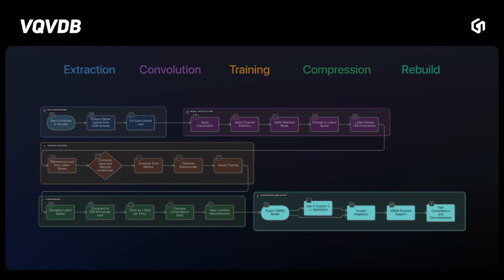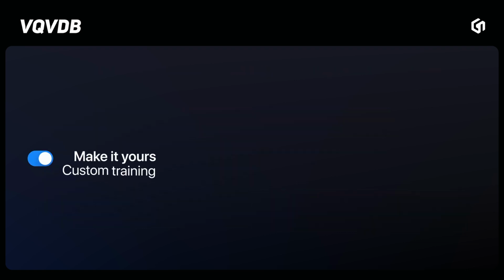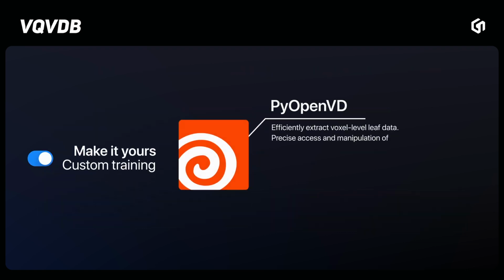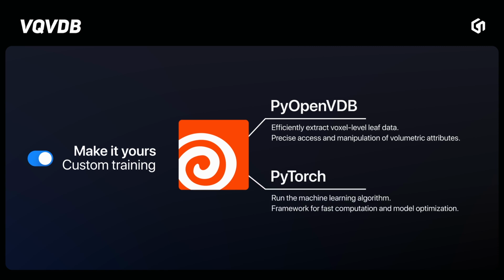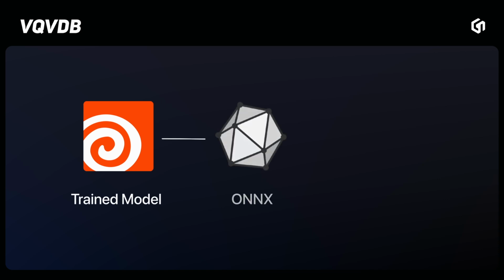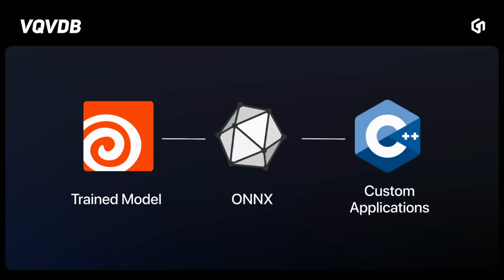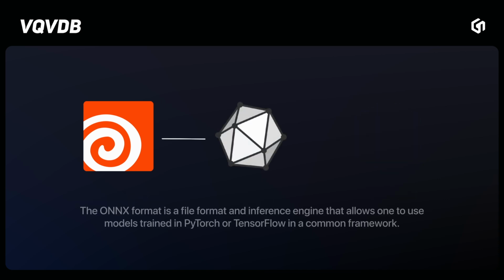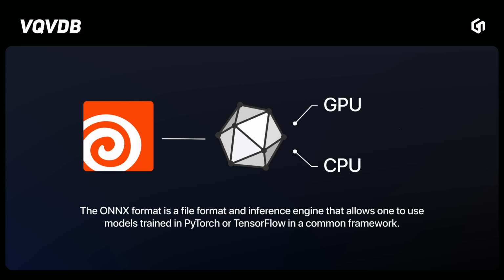The training can easily be done within Houdini using PyOpenVDB to extract leaf data and PyTorch to execute the whole machine learning algorithm. The training process exports an ONNX file, which can then be loaded into the custom C++ application. Houdini is shipped with ONNX, meaning that you can use your GPU and CPU in order to compress and decompress volumes as fast as possible.